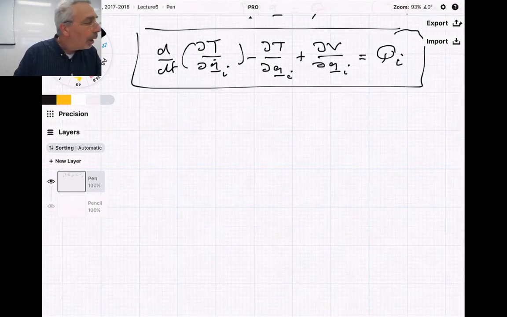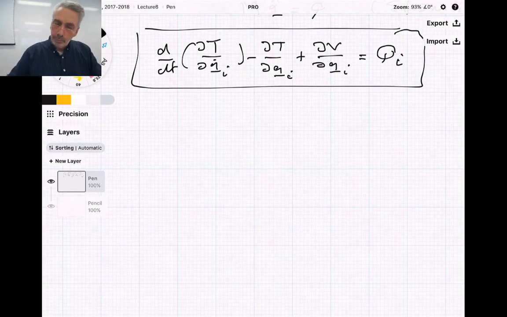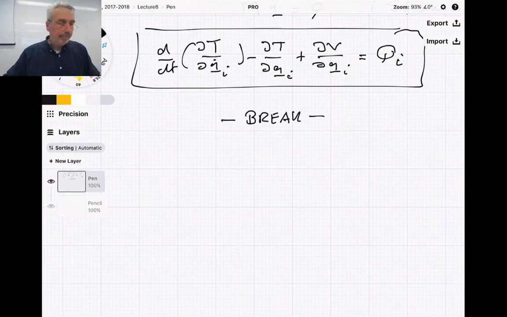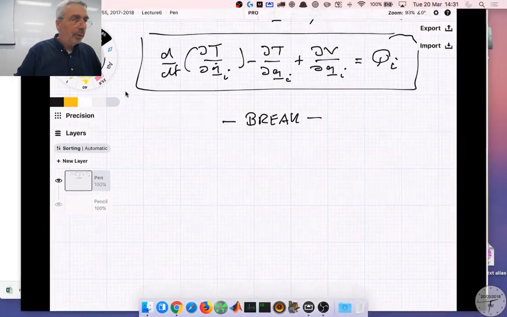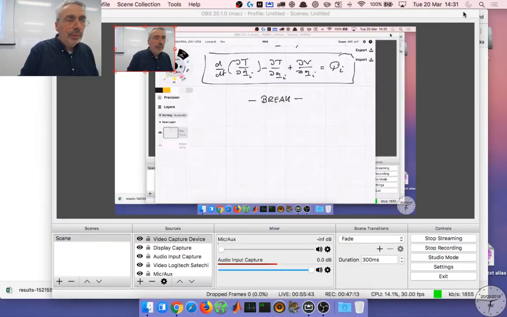Example. How are we doing on time? Break. What do you say about the motor? I have to stop something first, and then I'm with you.